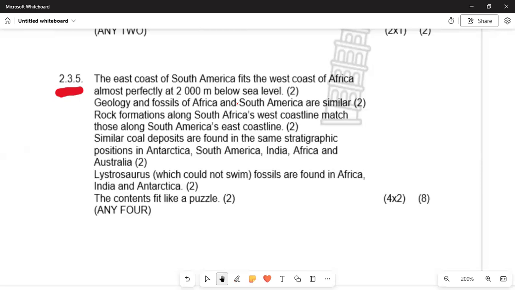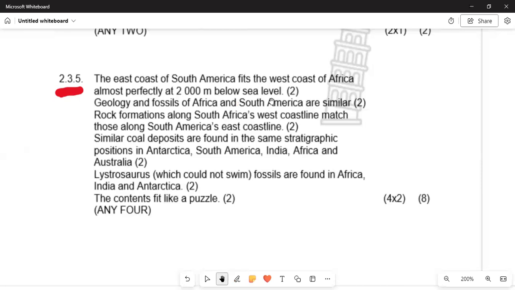And then let us understand that India and Antarctica are part and parcel of this, fitting together, and the continents fit like a puzzle. So those are the pieces to discuss based on this question, and that would lead to 8 marks.